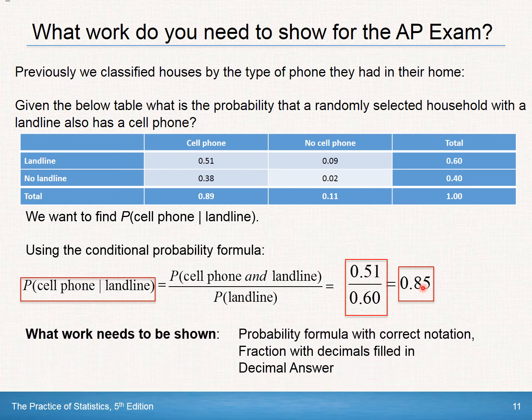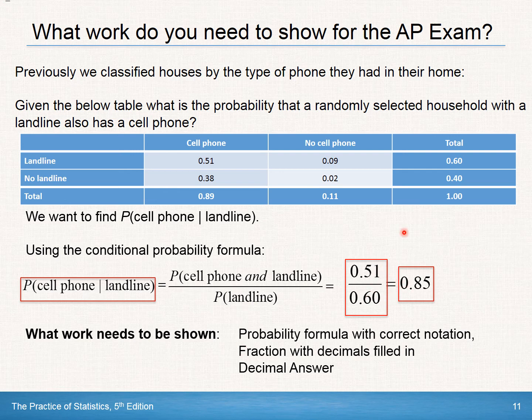Okay, so work needs to be shown. Probability formula with correct notation. Make sure that you have the given portion correct, because if you have given cell phone but then have the correct work over here, it's going to be marked incorrect. All right, so just keep that in mind. Your fraction with your decimals filled in right here, and then your decimal answer.